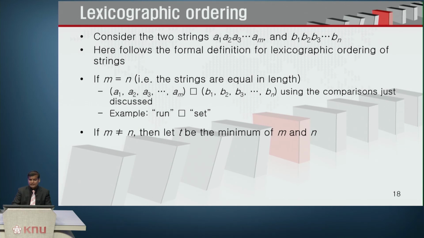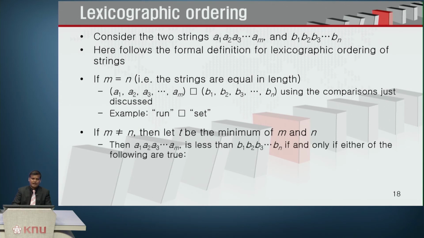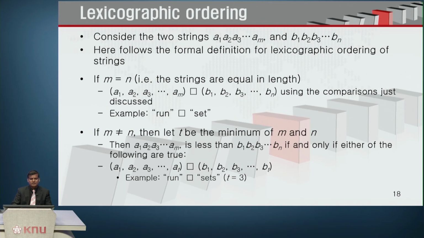If m is not equal to n, then let t be the minimum of m and n. So you have the set of two strings A and B. A is less than B if and only if either of the following is true. For example, this A part ⊑ B part. In this you have run ⊑ set where t is equal to 3. In that case, you can see that the A part is less than the B part, because the A part has RUN and the B part has SET.